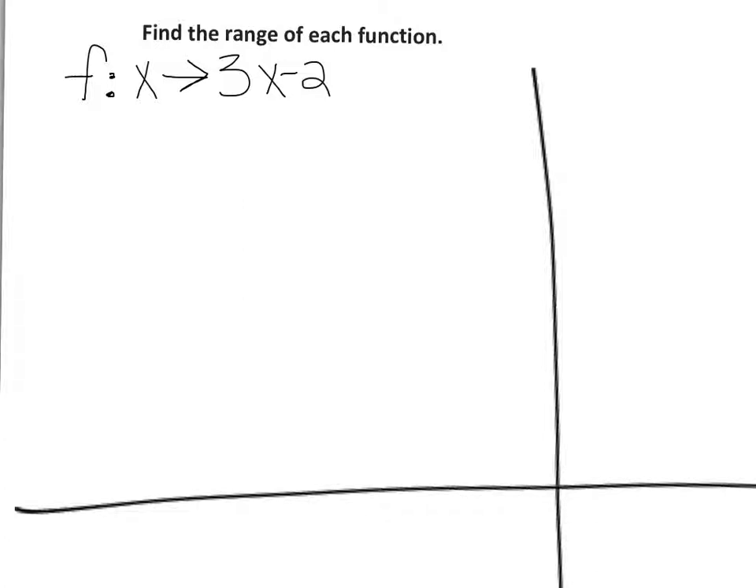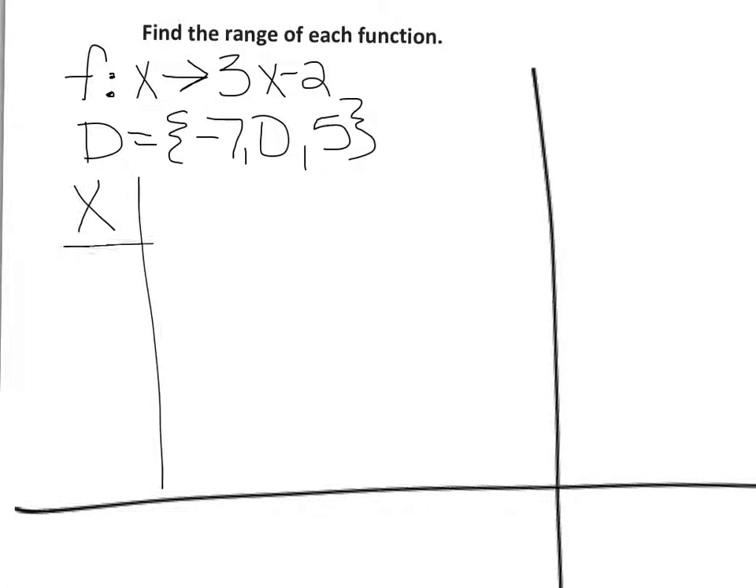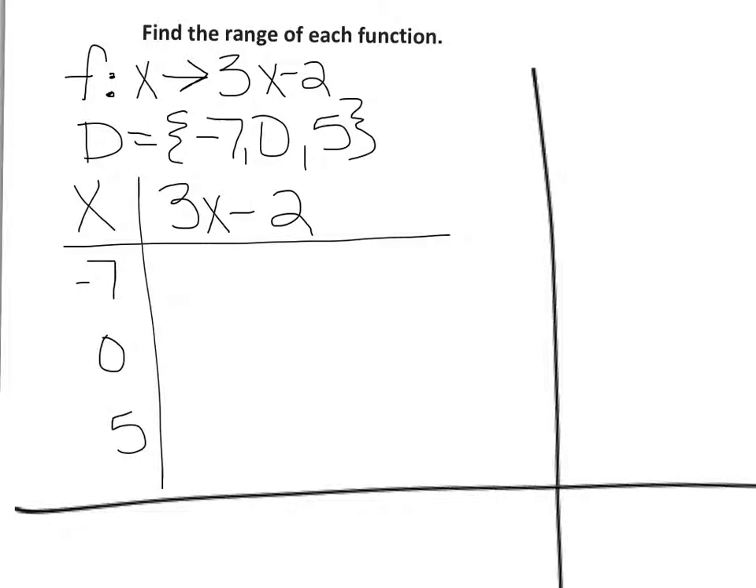Okay? And then they're going to give us a domain. So they're going to say, okay, well, the domain for this function is -7, 0, and 5. Remember my domain were my x values. What do you think I'm going to do with those 3 numbers? Plug them in for x. The easiest way I found to do this is to make a table. So the members in my domain are my x values. So I'm going to have a column for my x values, and then I'm going to write my function or my rule. And down the column of my x values, I'm going to write the members of my domain. So I had -7, I had 0, and I had 5.